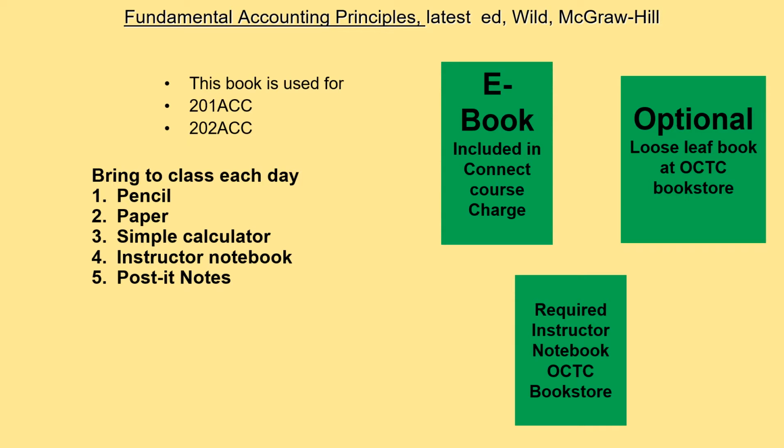But required, along with this ebook, is the instructor notebook. When you come to class, you need to bring that because it's going to have everything we're going to do in class, and you can follow along with me, and that way you don't have to take any notes, basically. All right, so every day you need to bring to class a pencil, paper, simple calculator, could be your phone, the instructor notebook, like I said before, and some post-it notes. Bring those things to class every single day. And the book that we're going to use: part one is 201 accounting, and part two is 202 accounting, which is this class.